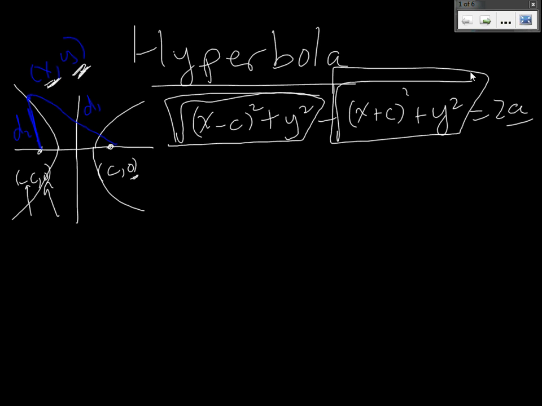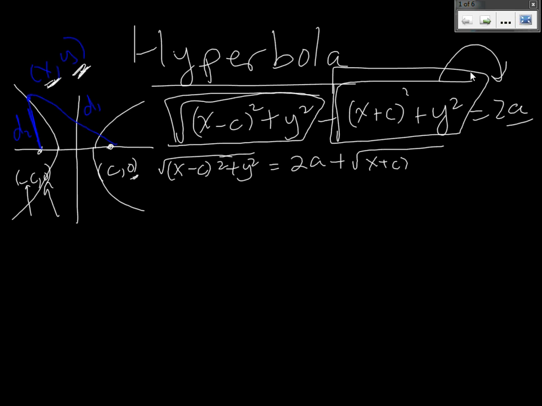Just like with the ellipse, if you have two square root signs on the same side of the equality sign, move one to the other side. So we end up with the square root of x minus c squared plus y squared is equal to 2a plus this square root sign. And now we're in a better position to square both sides. And I'm going to get rid of this.